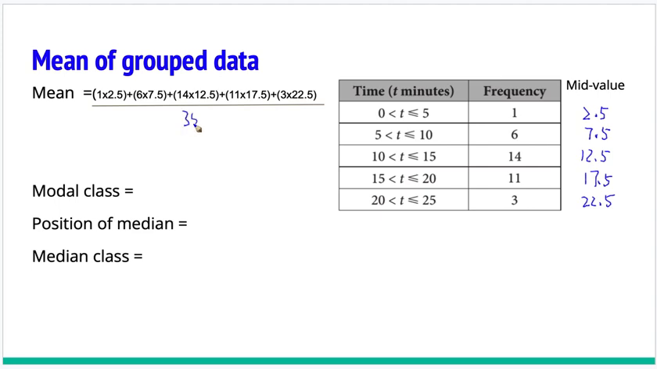The total frequency is 35, and that works out to be a big number, 482.5 divided by 35, and the mean is 13.8.